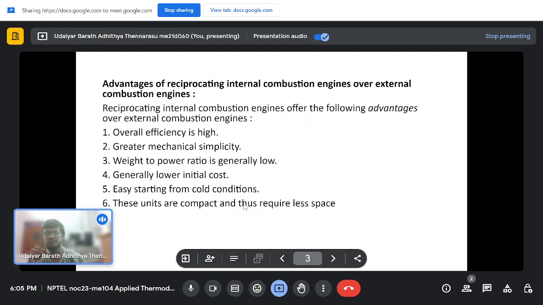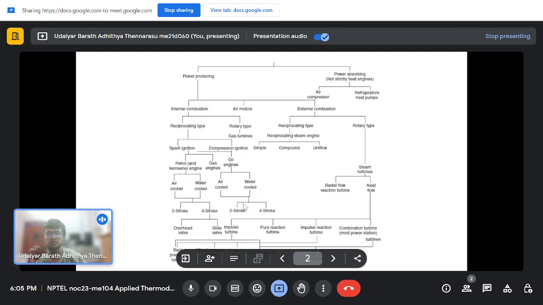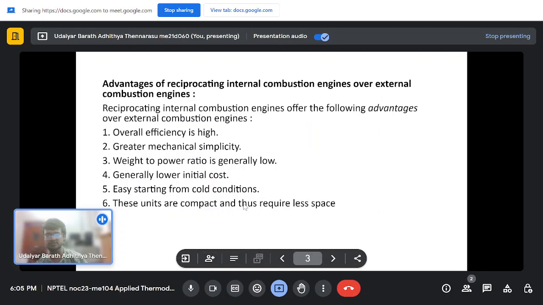We have seen both internal combustion and external combustion and classified them. Now we'll see the advantage of internal combustion over external combustion, and the advantage of external combustion over internal combustion. If you see, reciprocating internal combustion engines have high overall efficiency. They have great mechanical simplicity, it's simple compared to external combustion, and the weight to power ratio is generally low.